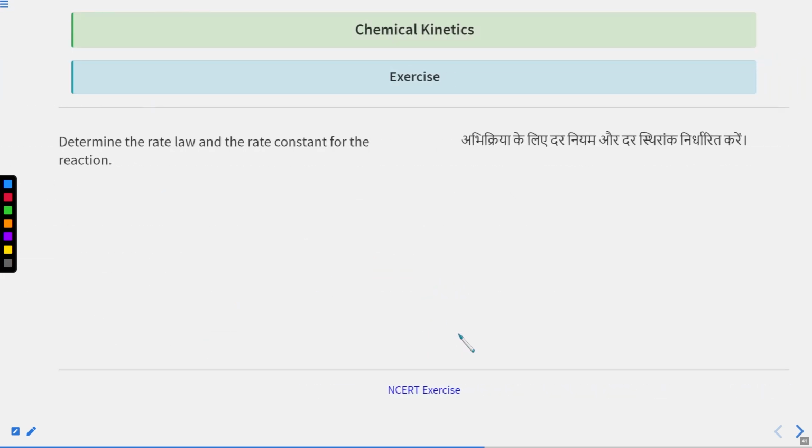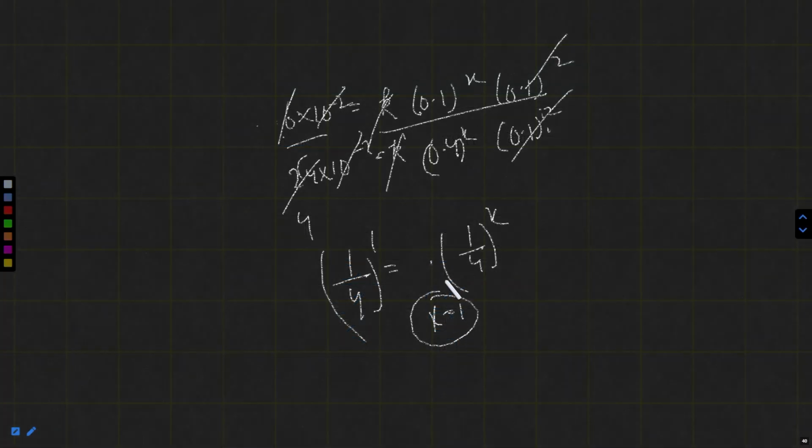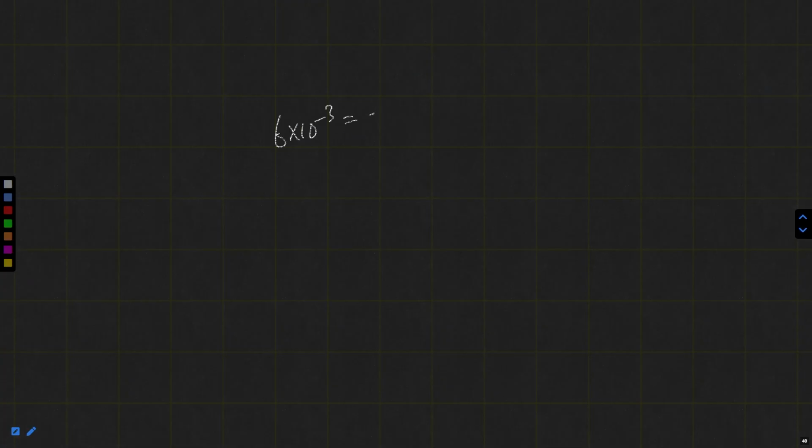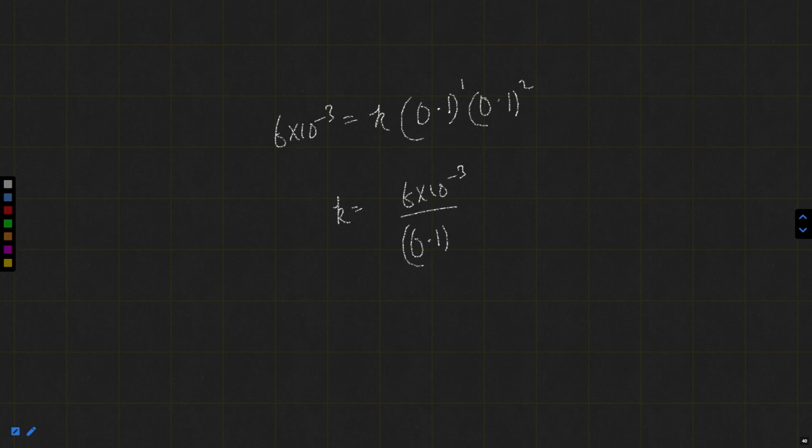What about the rate constant? Suppose I'm taking this equation. Okay, I'm taking the first one. So the first one is 6 into 10 to the power minus 3. K we have to find. This is 0.1, it has a power of 1. This is 0.1, it has a power of 2. So K will be equal to 6 into 10 to the power minus 3 divided by 0.1 cubed. Else we can write it as 10 to the power minus 3. So this will give you 6.